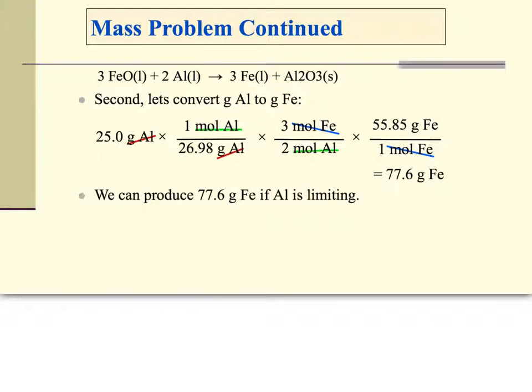But what if aluminum is the limiting? Well, let's look at that. 25 grams of aluminum, 1 mole of aluminum over the mass of aluminum from the periodic table. Doing our coefficients, we have the mass of iron over 1 mole. Again, this is the equation for a mass problem. So if aluminum is the limiting, we would form 77.6 grams of iron.